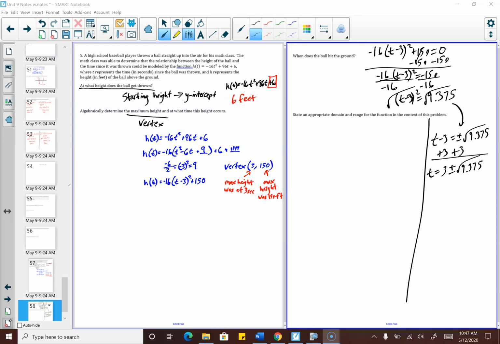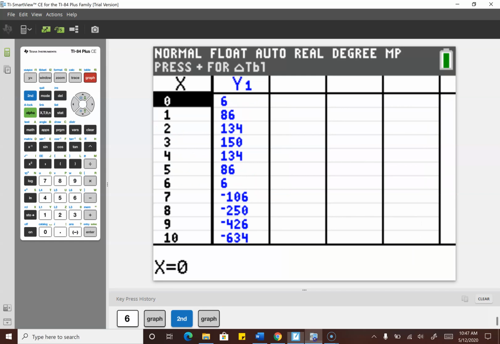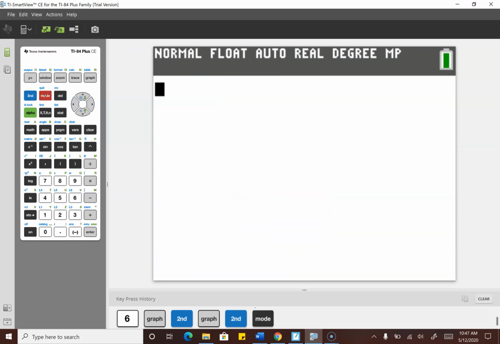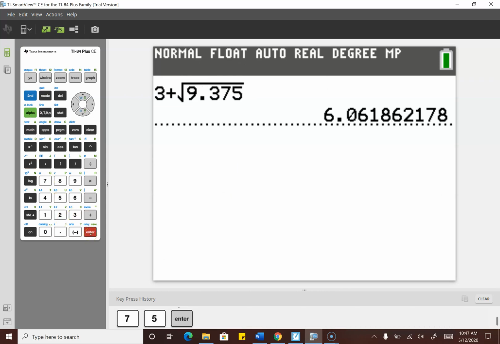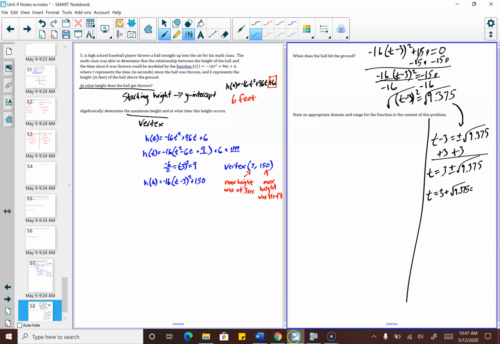So now if we want to figure out when the ball hits the ground, we're going to solve each of these. So we get 3 plus that square root. Okay, and we're going to need our calculator. So 3 plus the square root of 9.375. And let's go to the nearest tenth of a second. So 6.06, I'm just going to round to 6.1 seconds. Now we're going to do the same thing, but we're going to minus that square root.